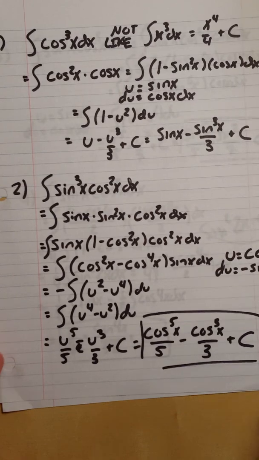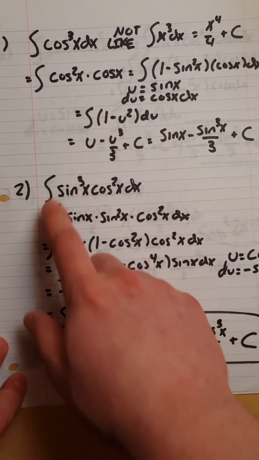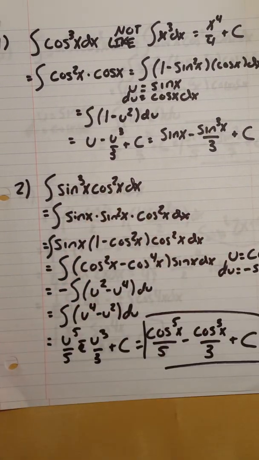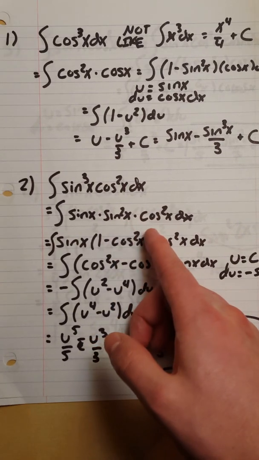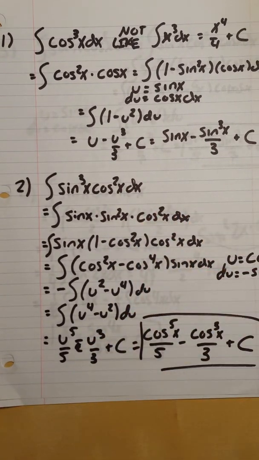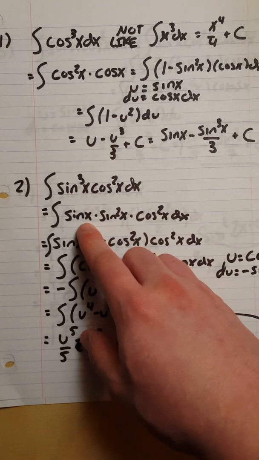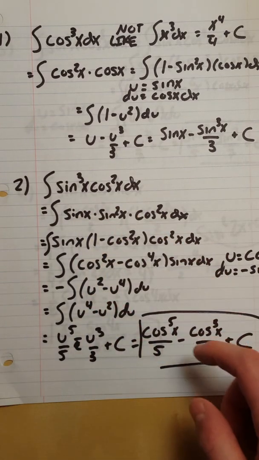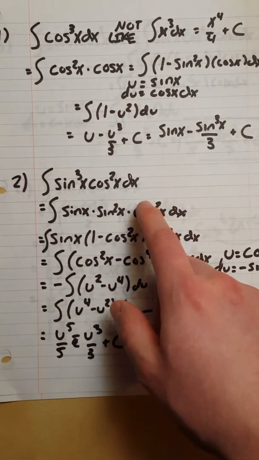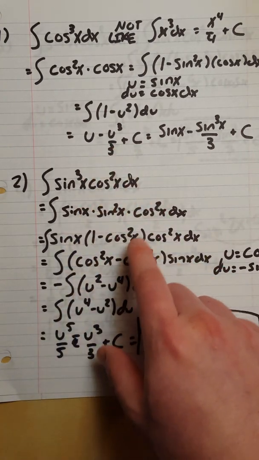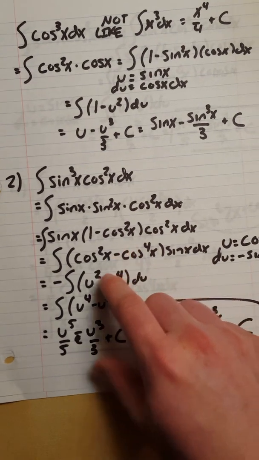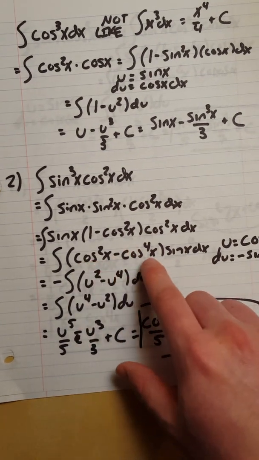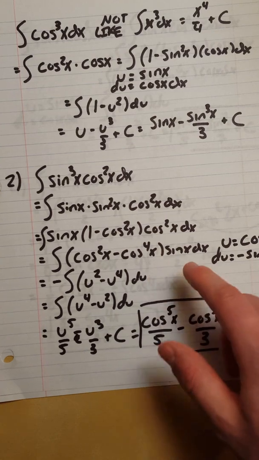Alright, let's move on. So for 2, you have integral of sine cubed x times cosine squared x dx. So it's another one of the cases where you're going to want to separate the functions into sine x times sine squared x times cosine squared x dx. Since you have the singular sine x right here, you're going to want to move it into a function that can use du as sine x. So you can see that you're going to want to change sine squared x into 1 minus cosine squared x, which simplifies into cosine squared x minus cosine to the fourth x times sine x dx.